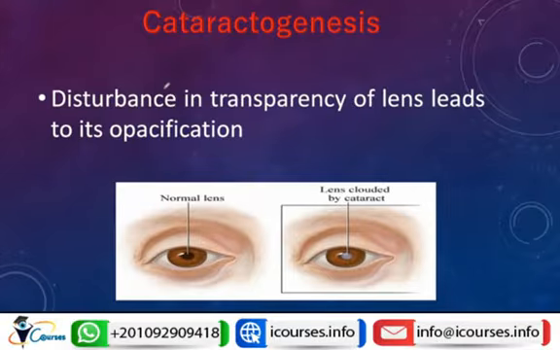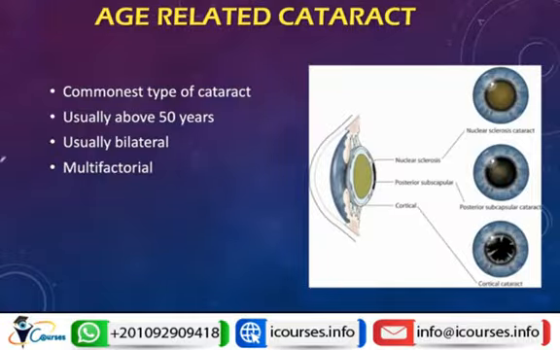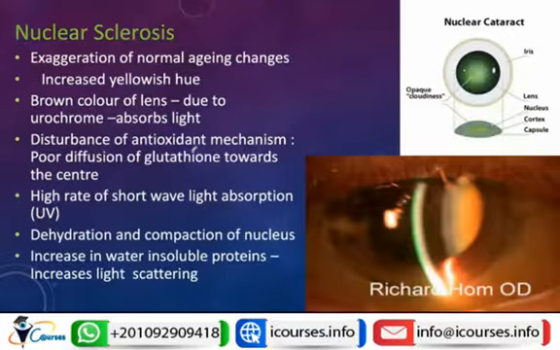Cataract means that there is a disturbance in the transparency of the lens, which will lead to opacification. The age-related cataract is the commonest type of cataract, which occurs mainly above the age of 50 years, usually bilateral, with many factors contributing to it. There are different types of cataract. Now we discuss what these types of cataract are and what the cause behind each one of them is.